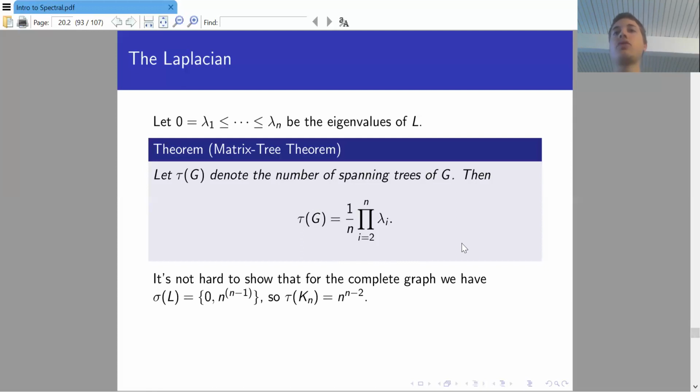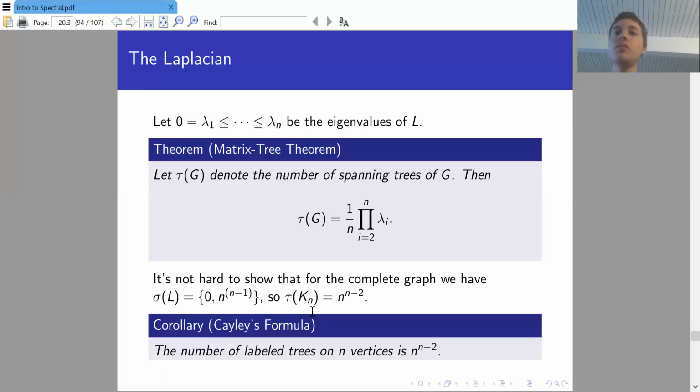So if you look at the definitions for the complete graph, one can check that the spectrum of its Laplacian is 0 with multiplicity 1 and n with multiplicity n minus 1. And if you plug that into this formula here, you'll end up getting that the number of spanning trees of Kn is n to the n minus 2. But note that spanning trees of Kn are exactly labeled trees on n vertices. So with this, we get something called Cayley's formula, which is that the number of labeled trees on n vertices is exactly n to the n minus 2. So this was originally proven by Cayley using more combinatorial arguments, but this matrix tree theorem is much more general and works for all graphs, which is very nice.